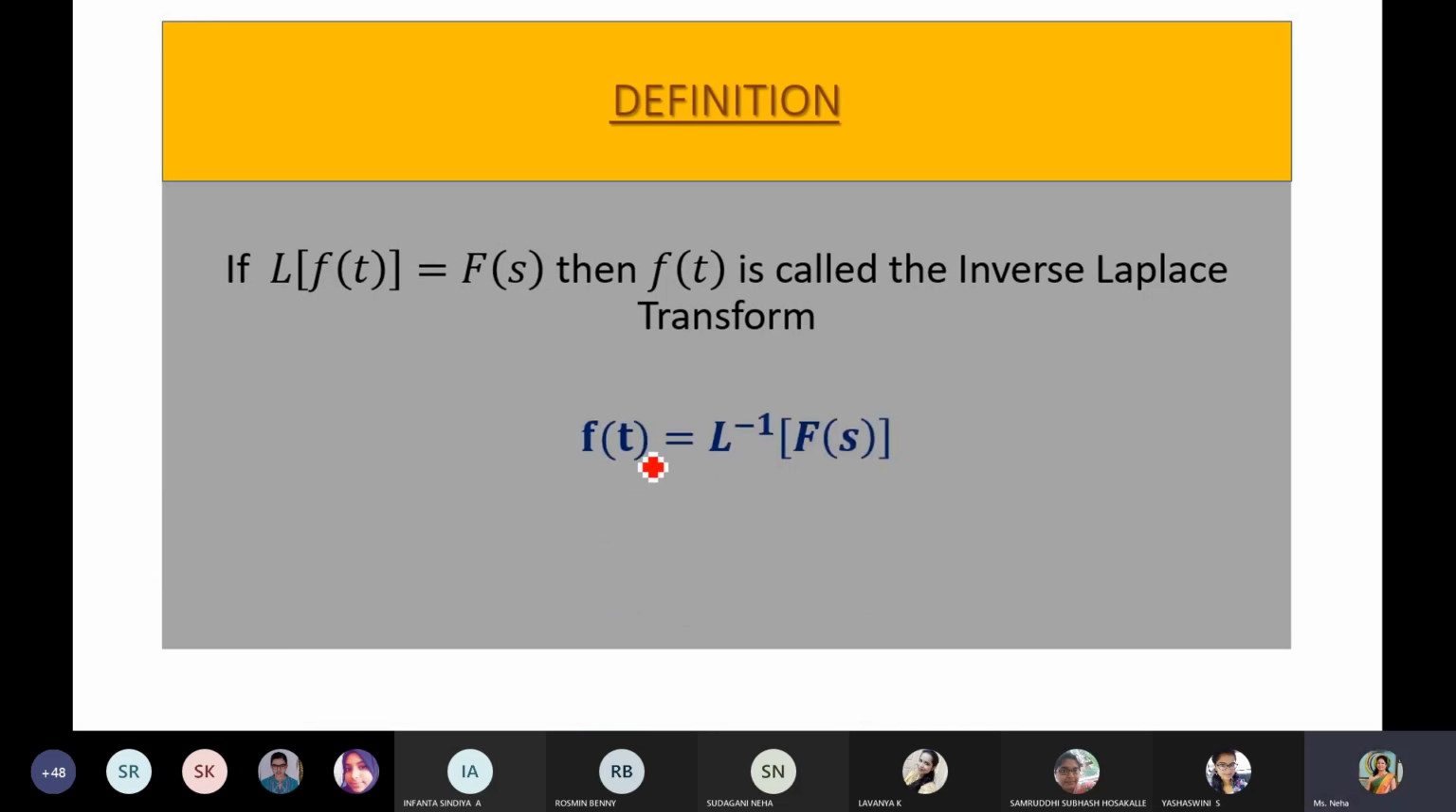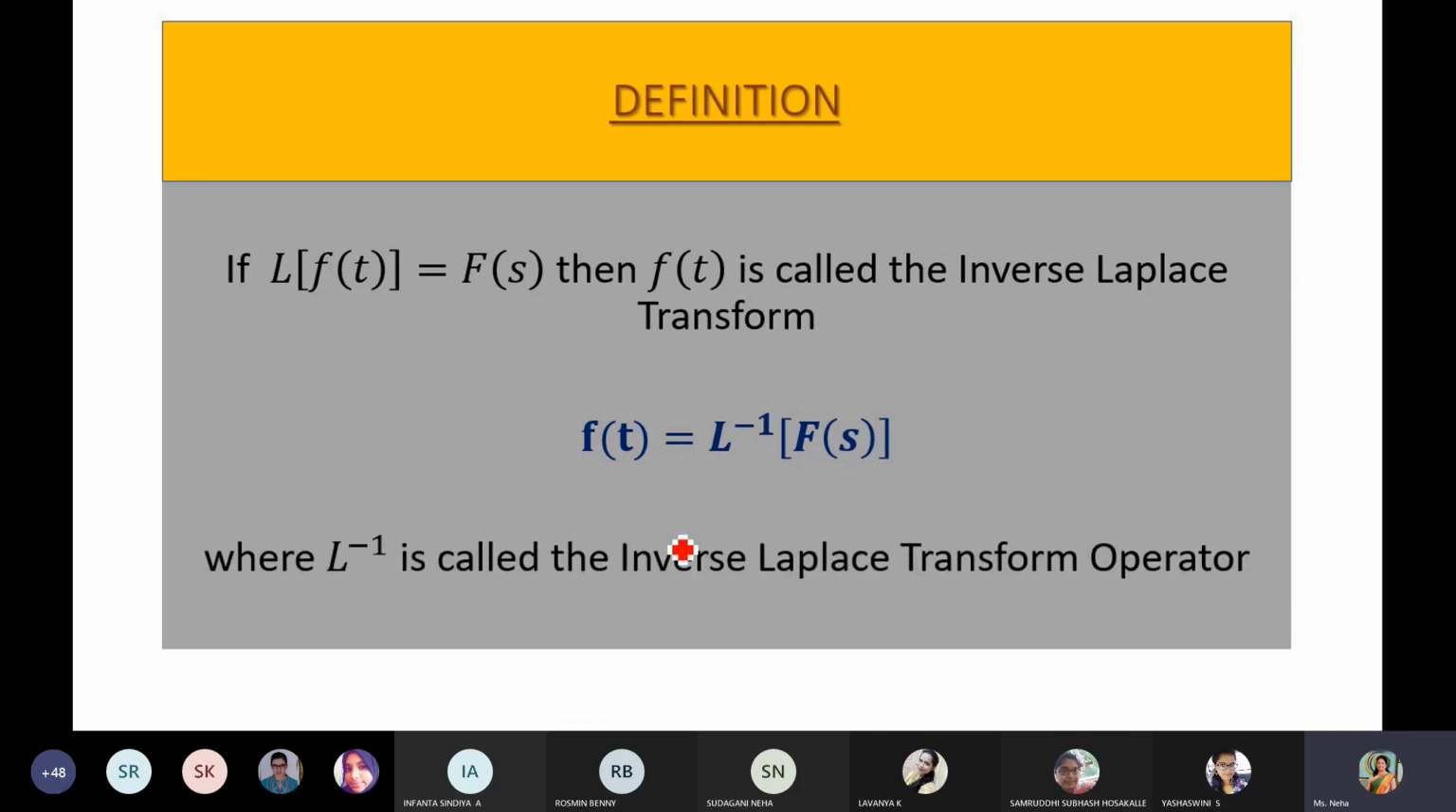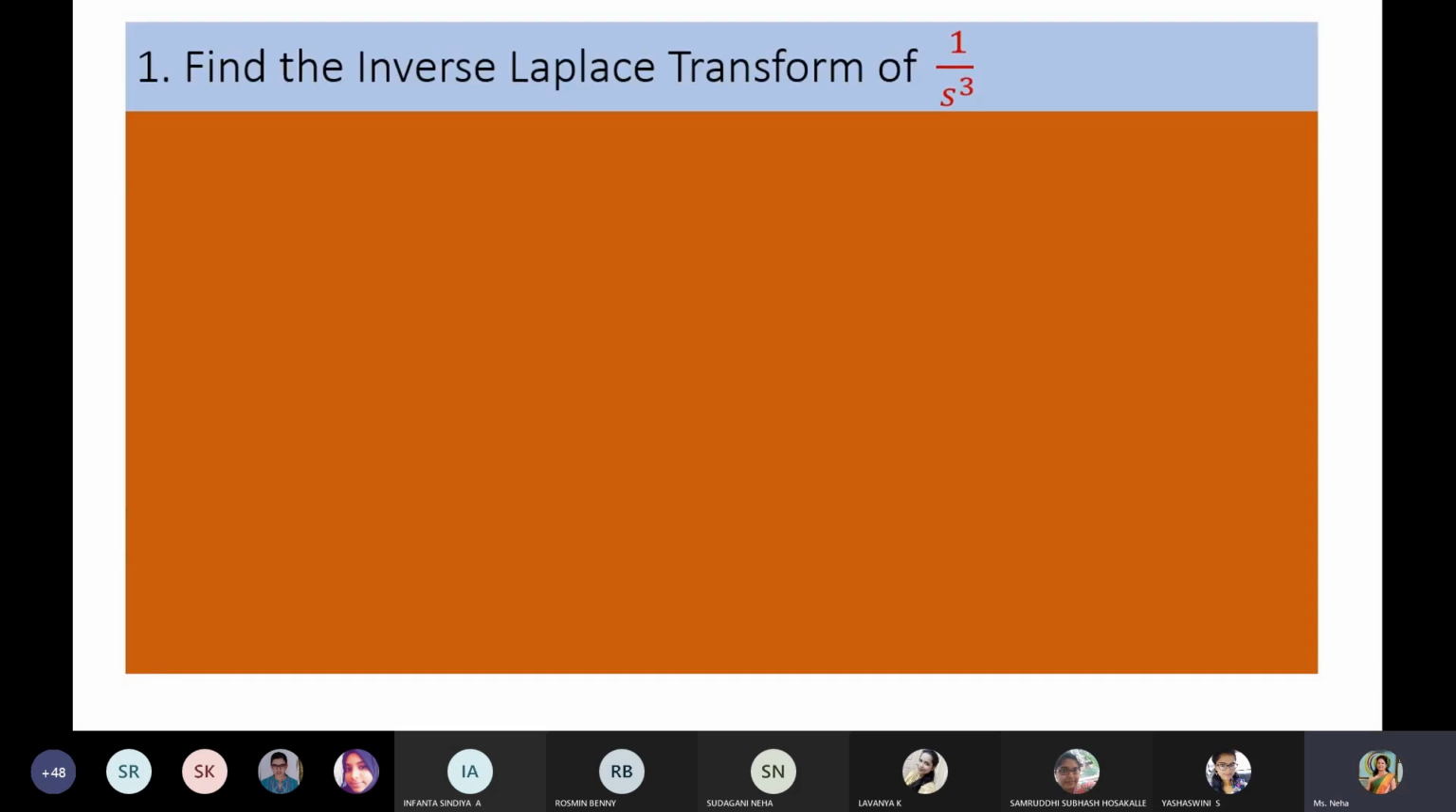Basically, what is f of t? f of t is equal to L inverse of F of s. This L inverse is known as the inverse Laplace transform operator. Okay, this is just the basic thing. So today we are going to do questions itself.